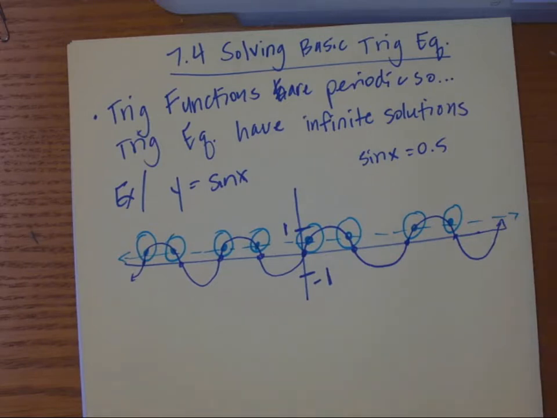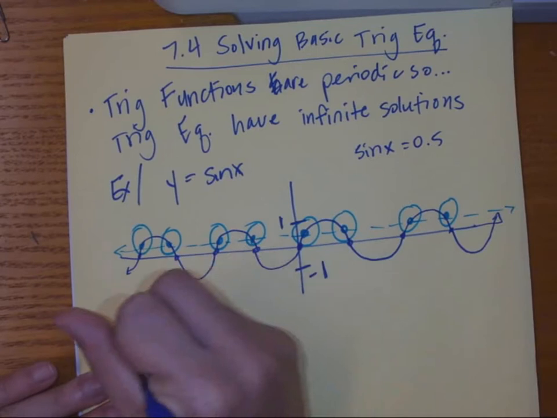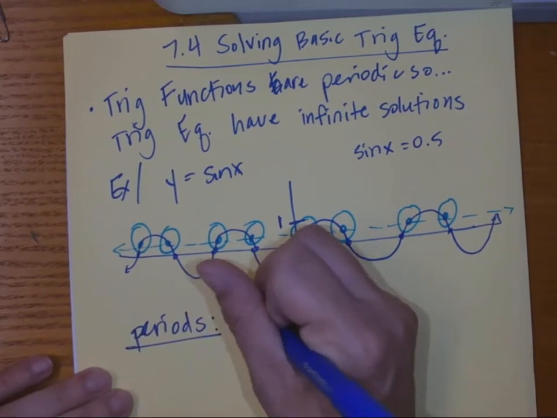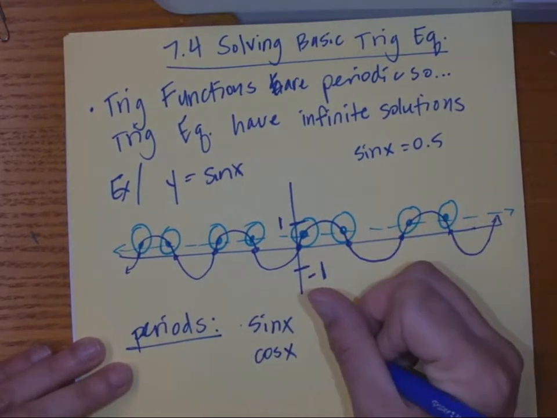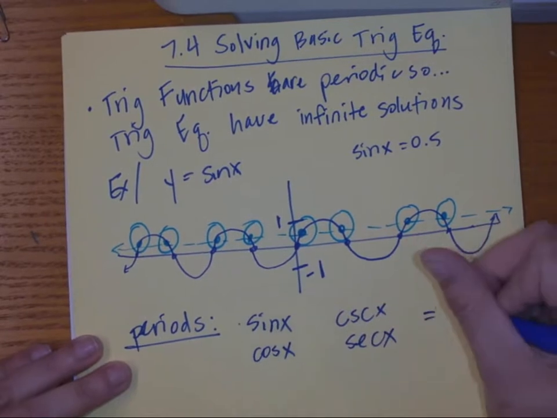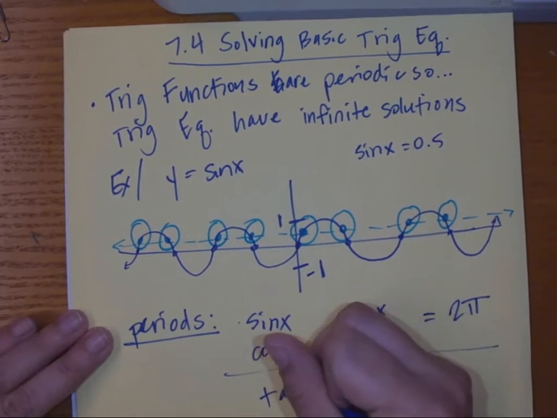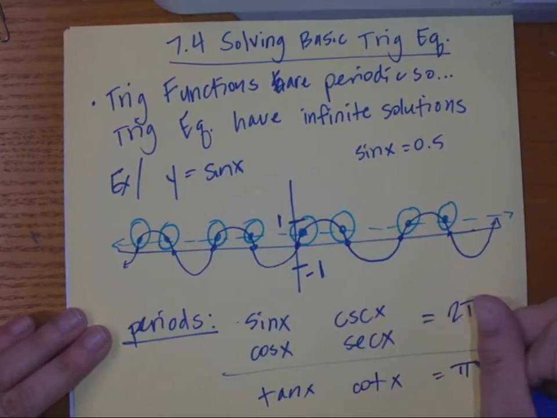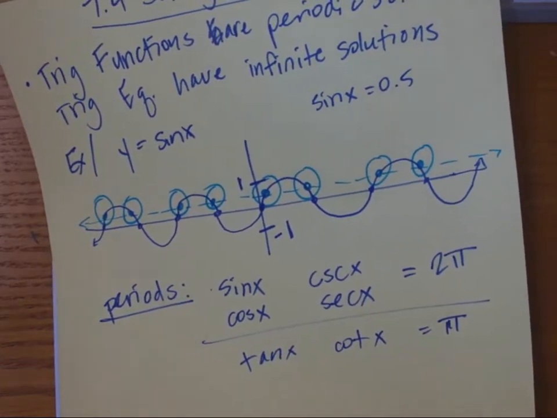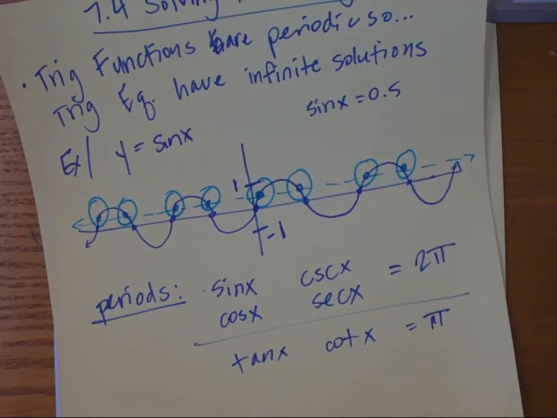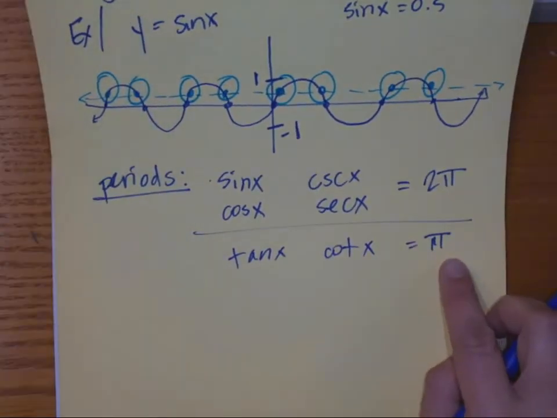Let's remind ourselves about the periods for our trig functions. Remember that sine, cosine, cosecant, and secant all have a period of 2 pi. And then tangent and cotangent have a period of pi. So when we're using our knowledge of periods to write what our solutions are for our trig functions, you just have to remember that all of these have a period of 2 pi, and tangent and cotangent have a period of just pi.